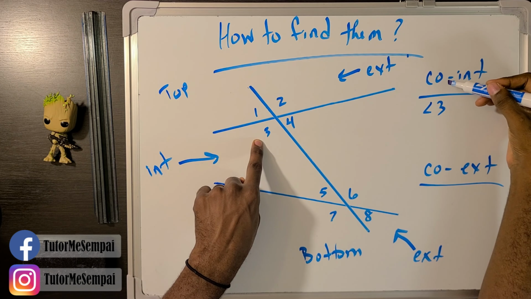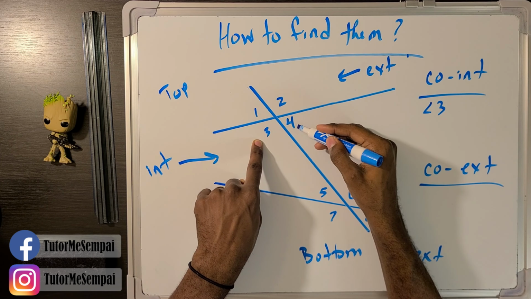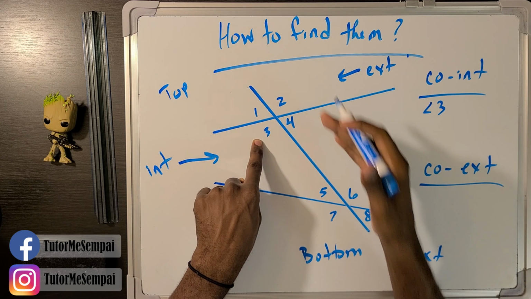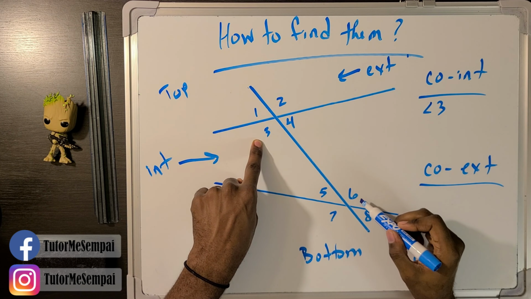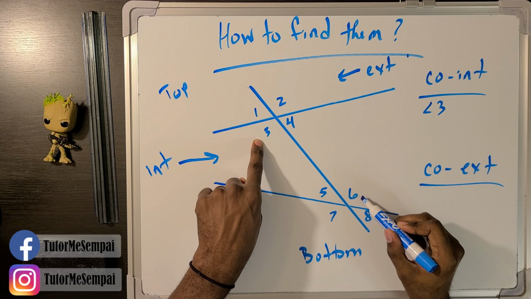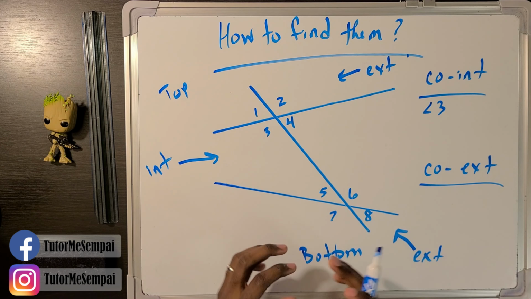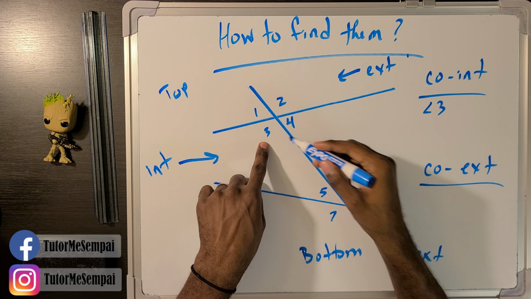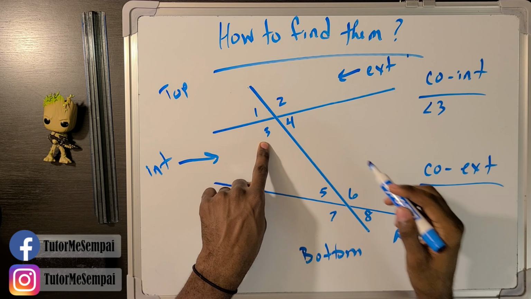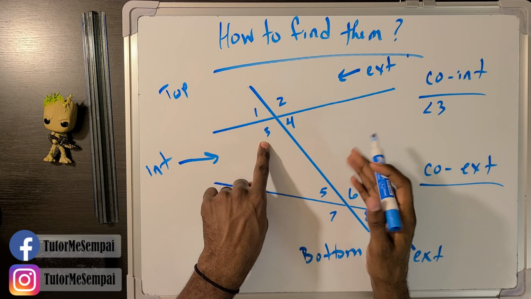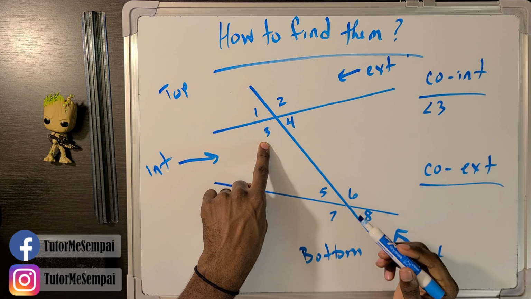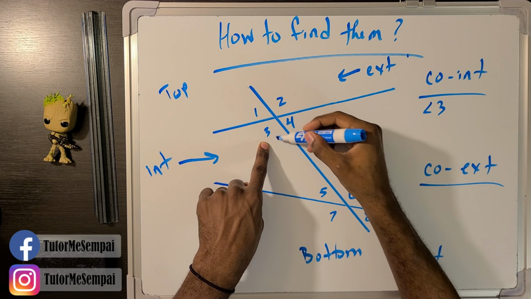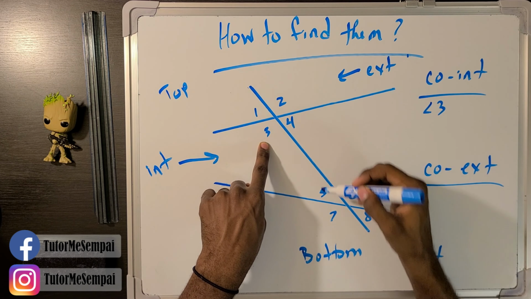Now the consecutive part. Do we go over to this 4? No. Remember, we need one from the top and one from the bottom. All right? Do we go to this 6 here? No, because that's going to be our alternate interior, not consecutive interior. This is not necessarily going to be right after. You're having to do a little bit extra work, right? You're jumping over this transversal. Consecutive angles back to back on the same side of the transversal.